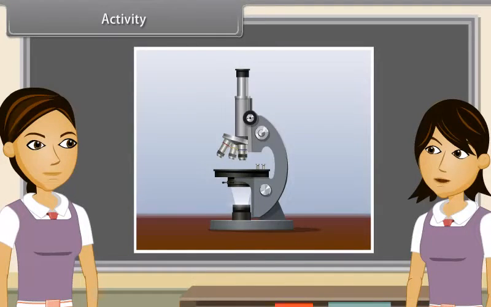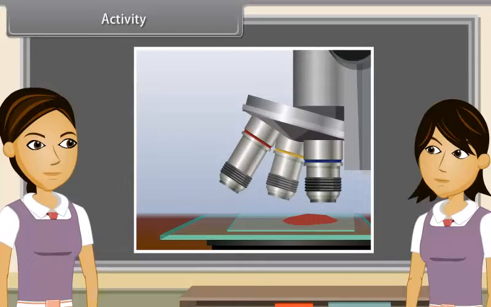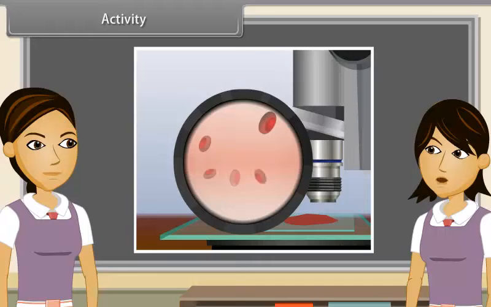Let us do an activity to find out the different types of blood cells. I have taken a drop of blood on a slide and now observing it under a microscope. We can see red blood corpuscles or erythrocytes, white blood cells or leukocytes and platelets.